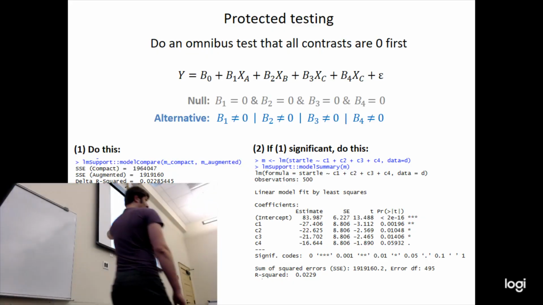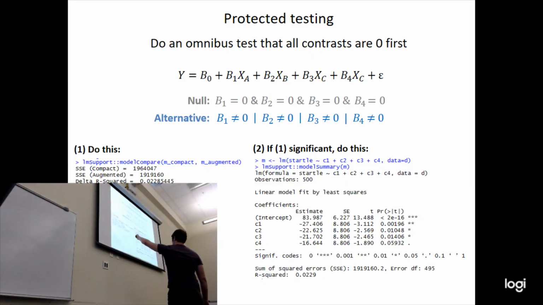Once you've done that, if and only if you get a significant result here, so if and only if the p-value is below whatever your alpha threshold is, you look at the specific contrast. And it's really as simple as that.